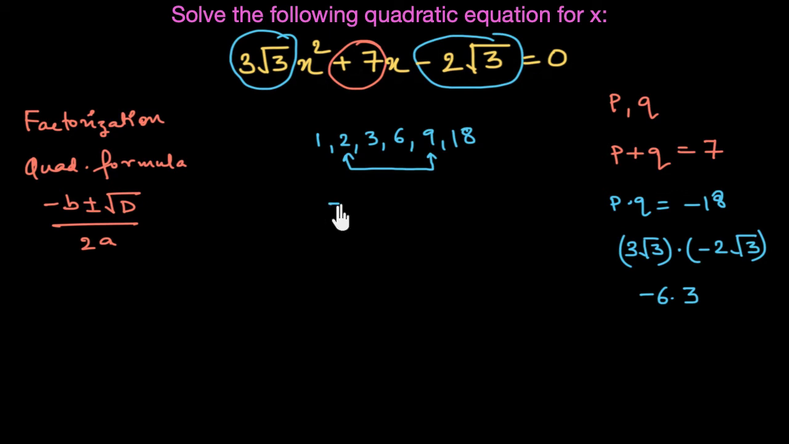So let's say that we are picking −2 and 9. −2 plus 9 is 7 and −2 times 9 is −18. So these are our numbers that we are looking for. Using this, now let's split the middle term.